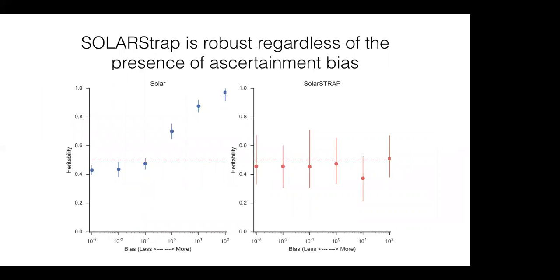We analyzed what would be the impact of SOLARStrap in the presence of ascertainment bias. Using simulated data, we introduced bias in the data set, and we ran SOLAR and SOLARStrap, and we compared the two. You can see here that SOLARStrap is robust regardless of the presence of ascertainment bias, while SOLAR was sensitive to ascertainment bias. However, SOLARStrap does produce larger confidence intervals.